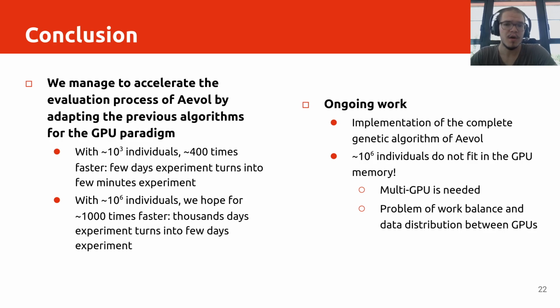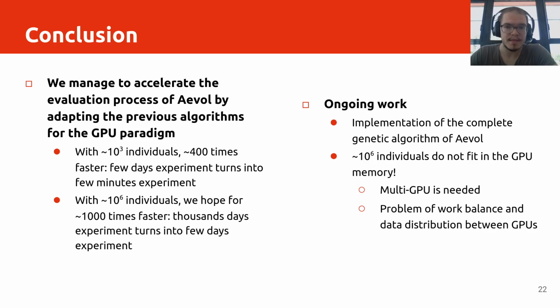To conclude, porting an irregular algorithm on GPU is not straightforward. That being said, we did manage to greatly accelerate Evol with tweaks in the algorithm, and we can hope doing experiments with millions individual in a few days instead of years. However, we have still ongoing work.